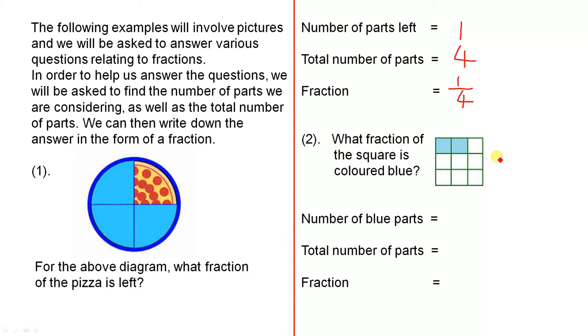Number 2, what fraction of the square is coloured blue? The number of blue parts are 2. So we write down 2. The total number of parts, 3, 6, 9. So the total number of parts we have is 9. So the fraction of the square that's coloured blue will be 2 over 9. Now we move on to the next slide.